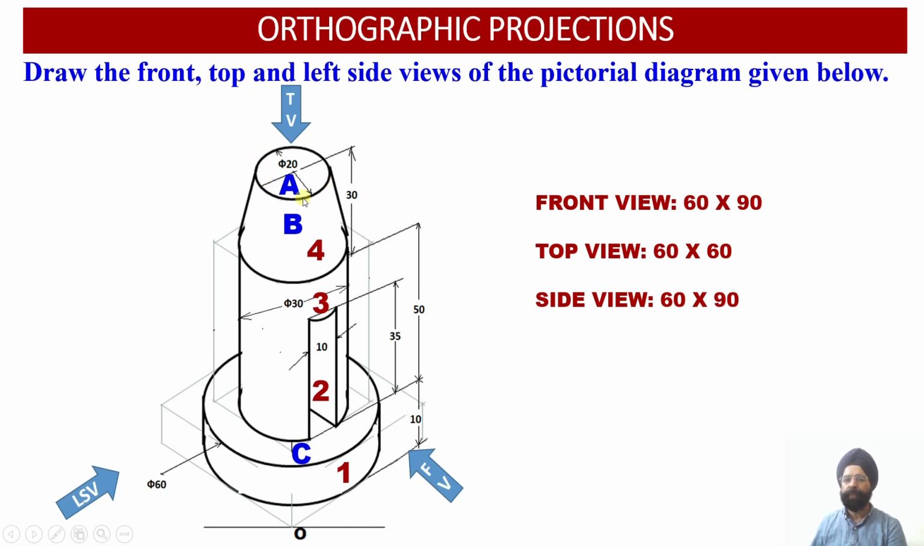So the true shape of the surface A will be viewed onto the horizontal plane, whereas this is a sloping surface. So even though it's a bigger surface, it will be appearing as a shorter surface onto the horizontal plane because of this inclination of the surface.